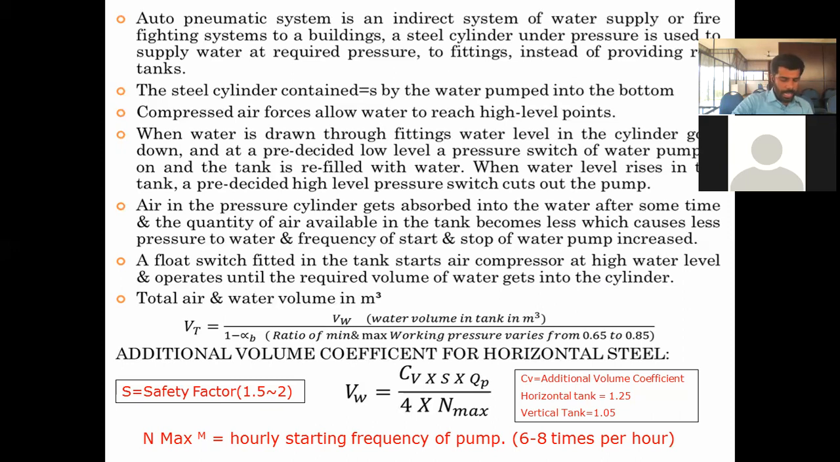And S is the safety factor. That will be 1.5 to 2.